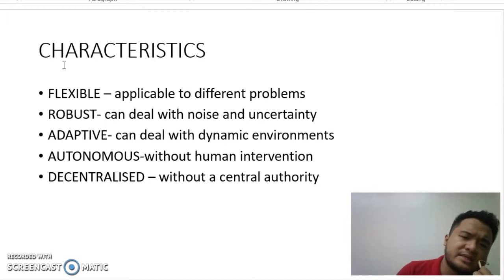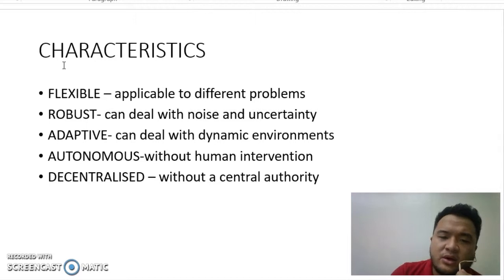So the characteristics of EAs are: flexible, applicable to different problems; robust, can deal with noise and uncertainty; adaptive, can deal with dynamic environments; autonomous, without human interventions; decentralized, without a central authority.